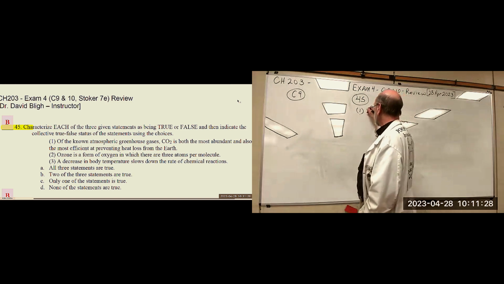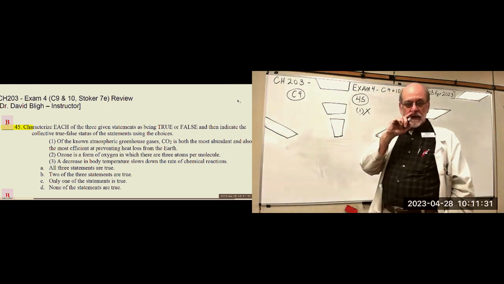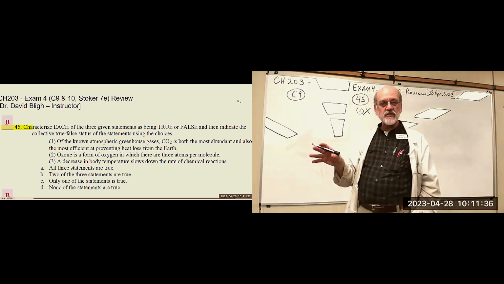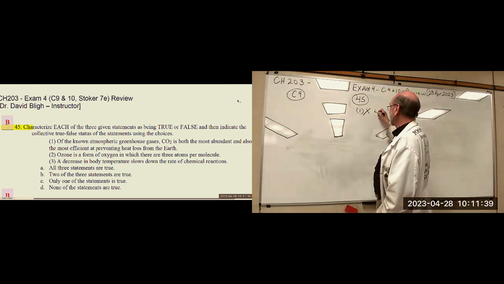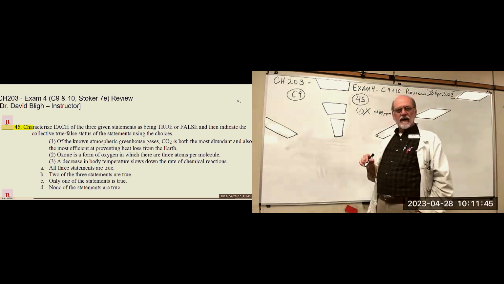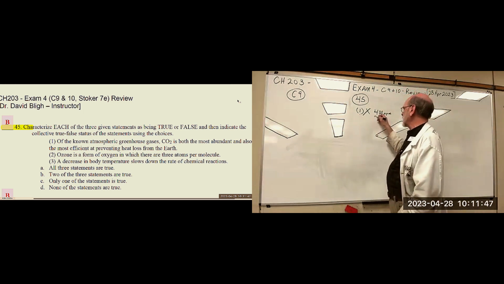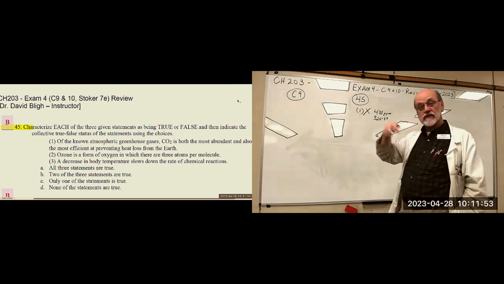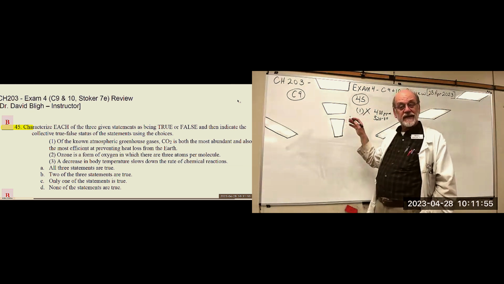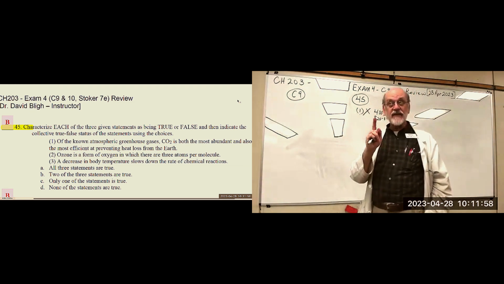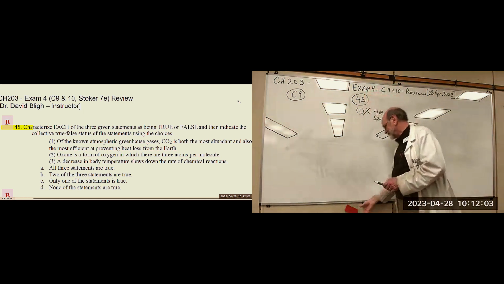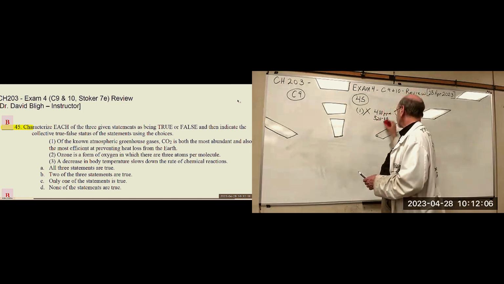That is absolutely false. There are any number of gases that are more efficient, and carbon dioxide concentration right now is in the neighborhood of 400 parts per million. When I was a kid, it was in the neighborhood of 320 to 330. So it's going up, but it's not the most abundant either. The most abundant greenhouse gas in the atmosphere right now is water. So that one's false.